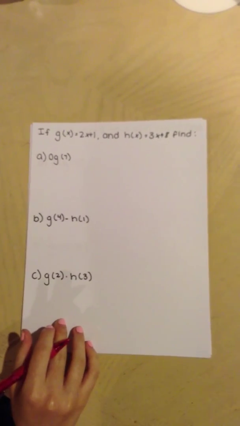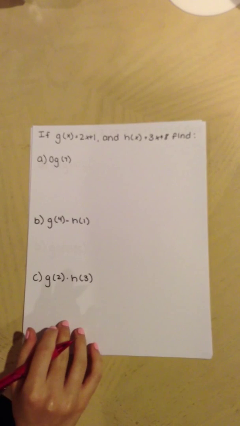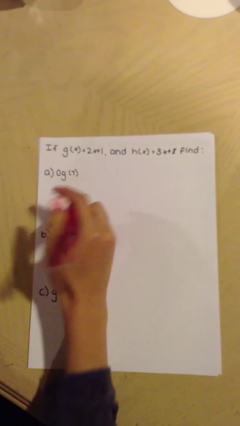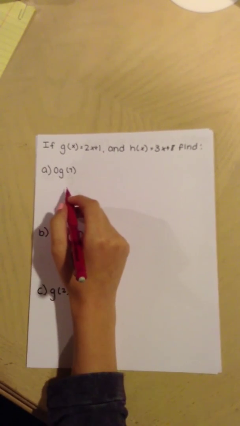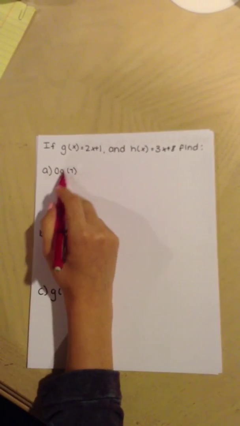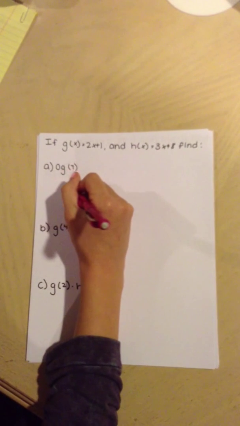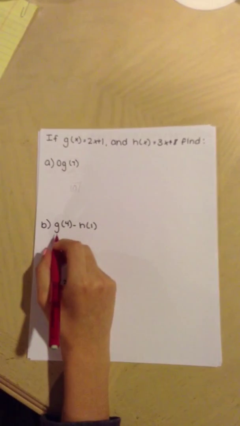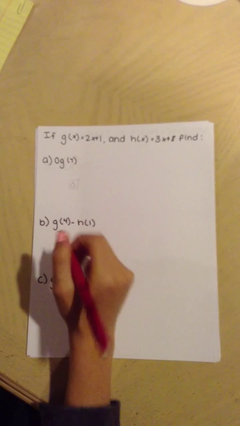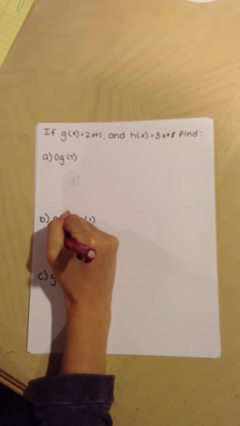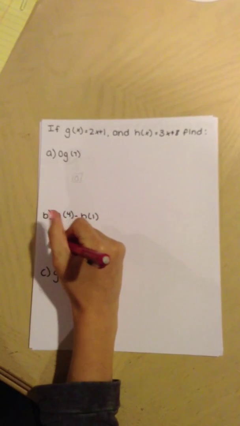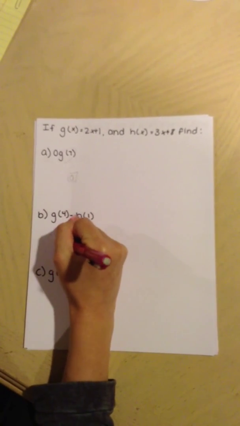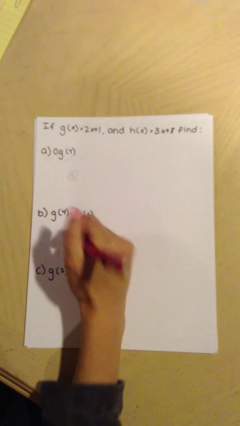Now, for these, you just do whichever function it tells you to use. So if it tells you to use g, you plug into g. Now this first one, since it's 0 times this, we don't even have to do anything else. The answer is just going to be 0. For this one, you're going to plug 4 into g. So first you're going to do 2 times 4 plus 1. So that's going to be 8 plus 1, which is 9.